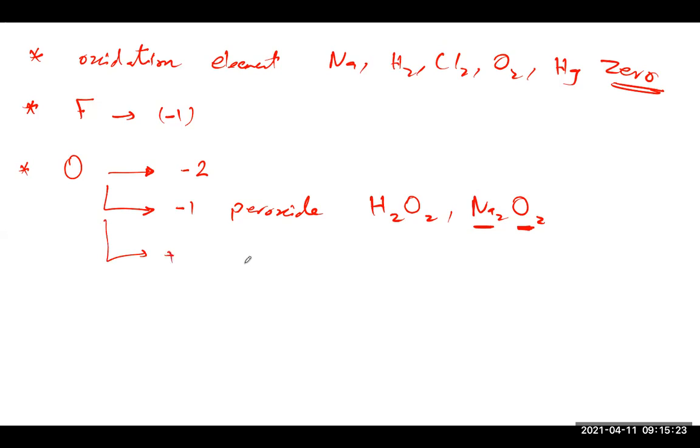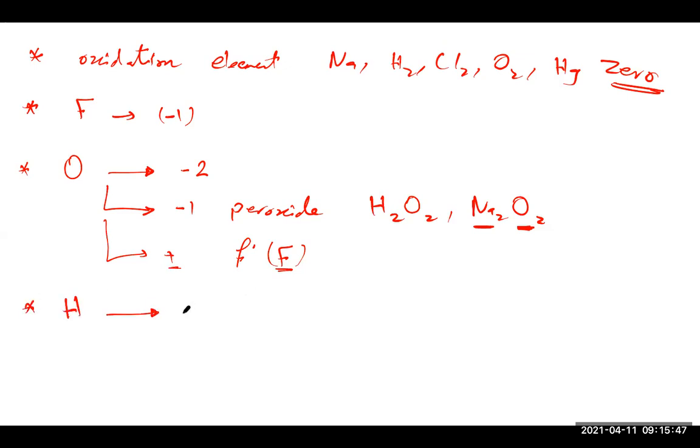And oxygen could have a positive oxidation number when it combines with fluorine. So when it combines with fluorine, it takes a positive oxidation number, because fluorine is more highly electronegative. So fluorine will be negative, and so the oxygen will be positive. Okay, for hydrogen, we also have cases.